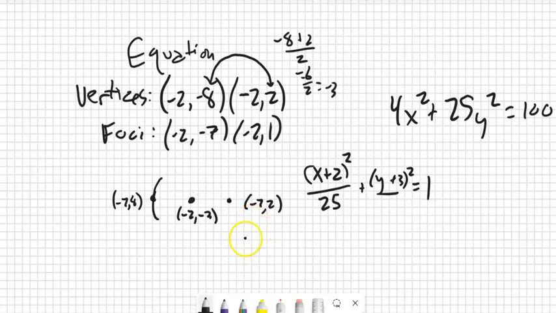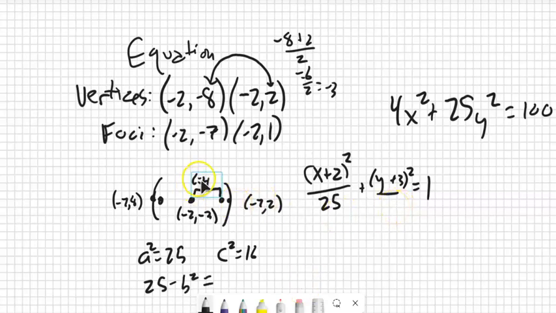Okay, now I know the foci are here and here, right? Negative 2, negative 7 and negative 2, 1. So that means my c value is 4. So I've got here what I'm going to call my a value: a squared is 25. c is 4, so c squared is 16. So to get this value, I know that this combined with that is that squared.